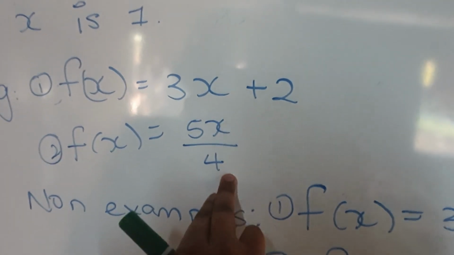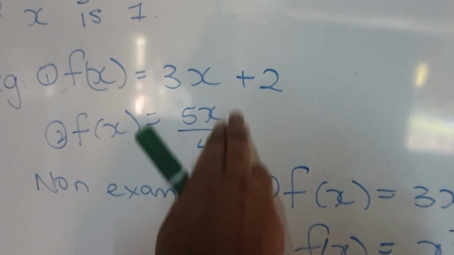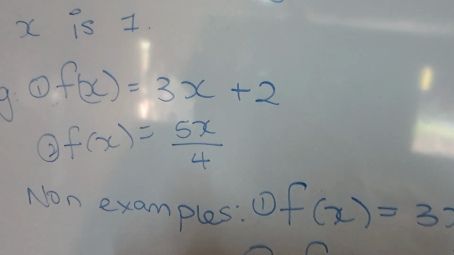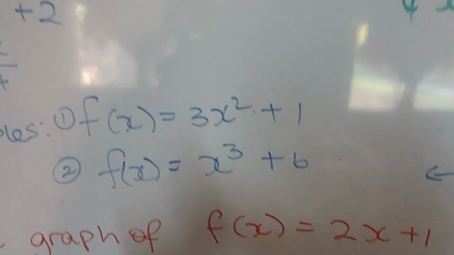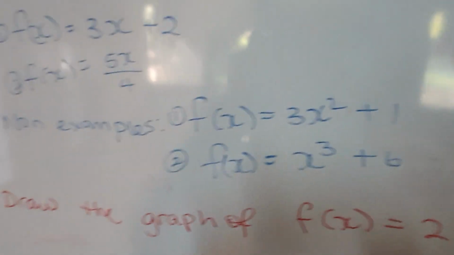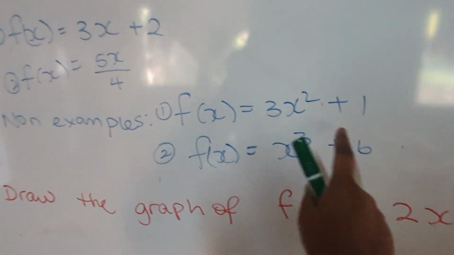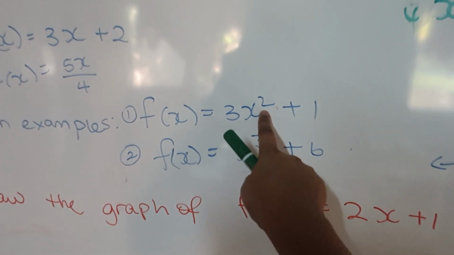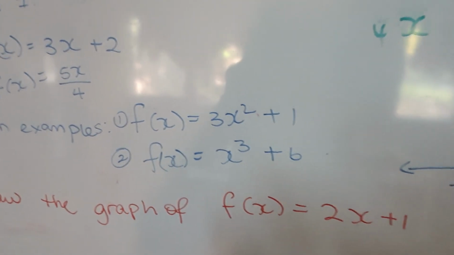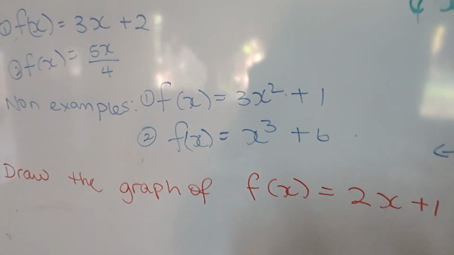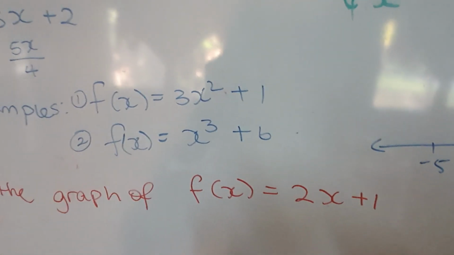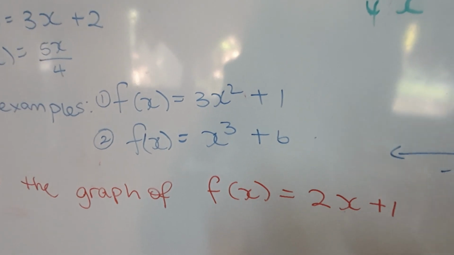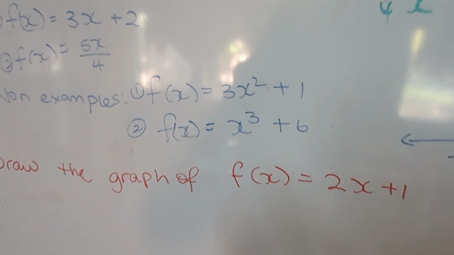This is another example of a linear function. There's no power written on top of here. It is understood that it's 1. We also have two non-examples, right? So these are two non-examples. Here we see an actual power, and it's not 1, it's 2. So that's a non-linear function. This one has a power of 3. Also, it will be a non-linear function.